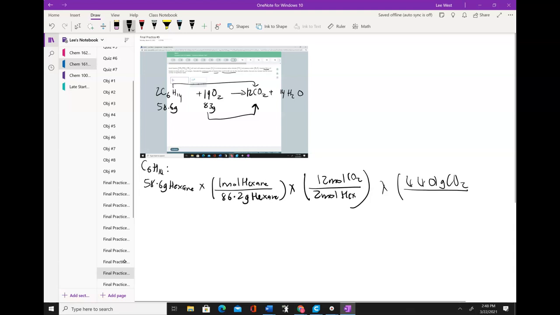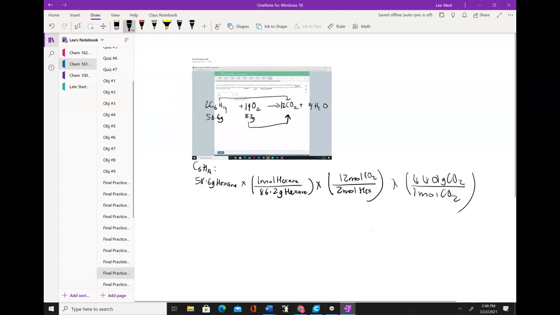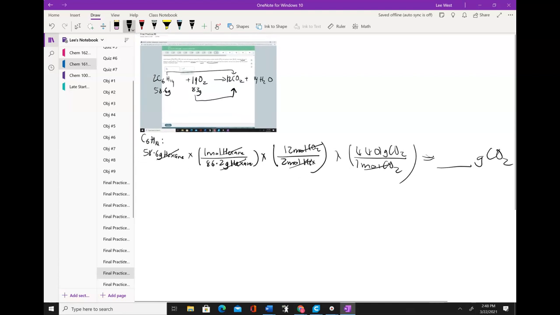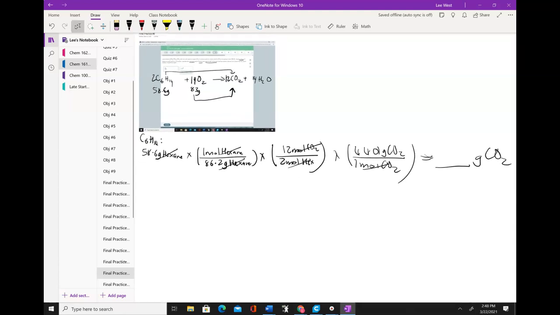44.01 grams of CO2 per 1 mole of CO2. And there we go, two grams to grams calculations. First one's almost done. Yep, we got it. The only thing left over is grams of CO2. So we'll go through, and it looks like we're going to be at 3 significant figures for this.